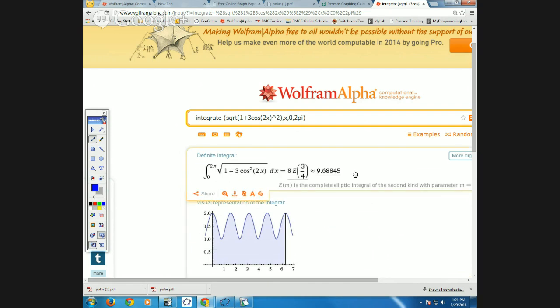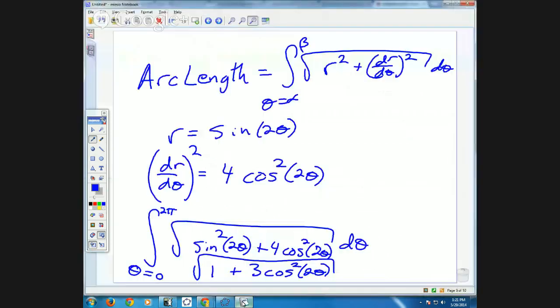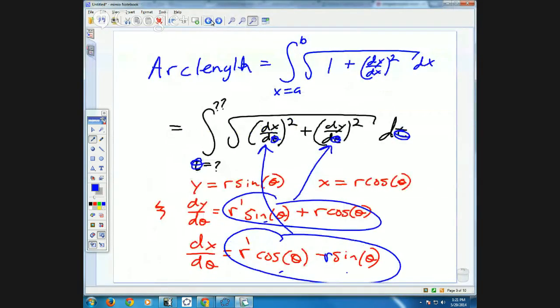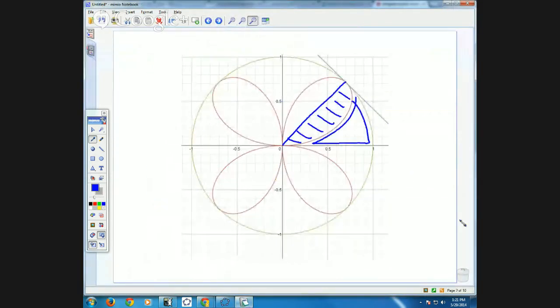Okay, let's see if 9.68ish seems reasonable. Let's look at the picture here. Uh-oh. You need some napkins or something? So what is the arc length of the green circle? 2 pi. 2 pi is about 6.28ish, yeah. And so do you believe that this is about 30% more arc length than the green circle?